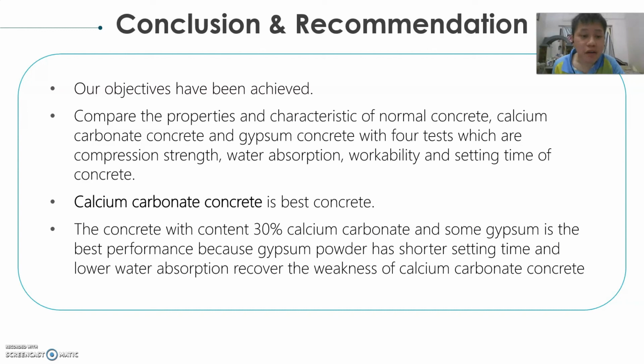In the conclusion, our objective has been achieved after comparing the property and characteristic of normal concrete, calcium carbonate concrete, and gypsum concrete with 4 tests, which are compression strength, water absorption, workability, and setting time of concrete. We choose calcium carbonate concrete as the best concrete to achieve our objective. Our recommendation is the concrete containing 30% calcium carbonate and some gypsum powder is the best performance because gypsum has shorter setting times to shorten the working time and a lower water absorption to recover the weakness of calcium carbonate concrete.